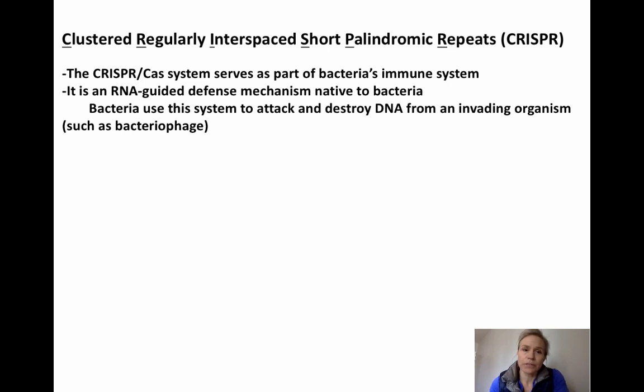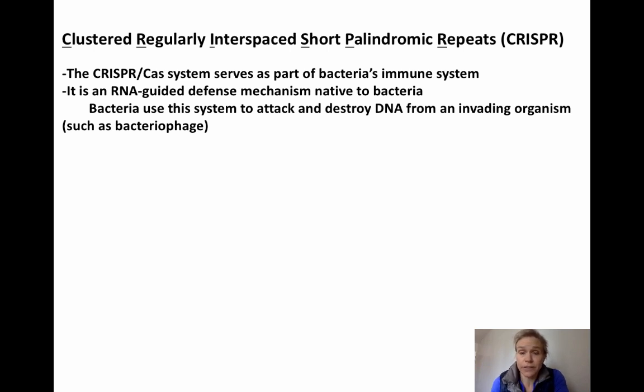So, the cool thing about CRISPR is that it's actually the bacteria's way of having an immune system. It's referred to as an RNA guided defense mechanism. So, if you think about our adaptive immune system, where we have B and T cells that attack invading organisms that come into our body, this is what the bacteria is doing with the CRISPR Cas system.